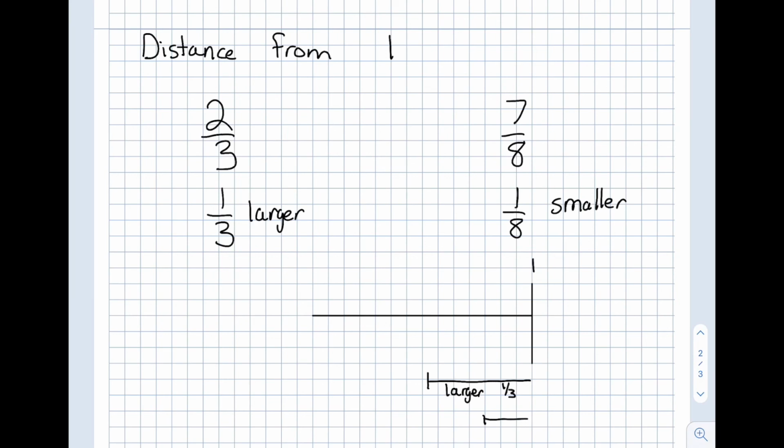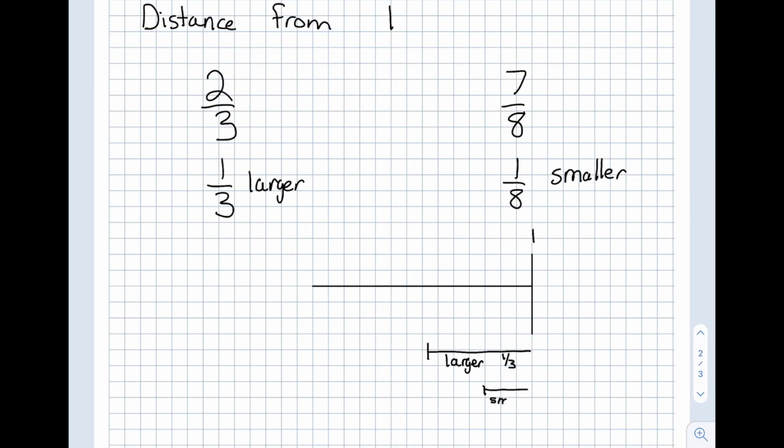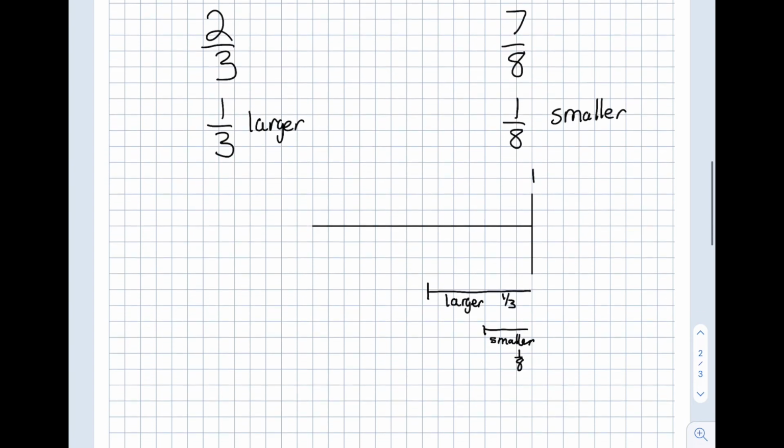This is not to scale. I'm just doing relative sizes. So this is the smaller distance. So that tells me that 7/8 is going to be further to the right, because there's a shorter distance to get to 1. So in this case, 7/8 will be the larger fraction because it's closer to 1. How do I know it's closer to 1? Because it needs a smaller unit fraction to get to 1. Since 7/8 is the larger fraction, we write 2/3 is less than 7/8.